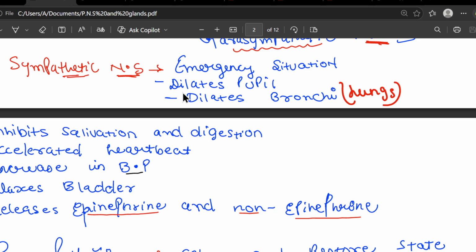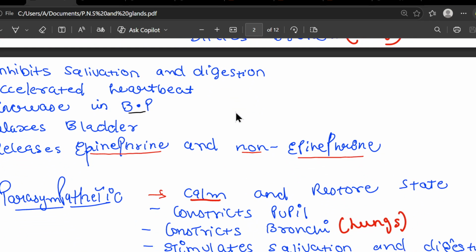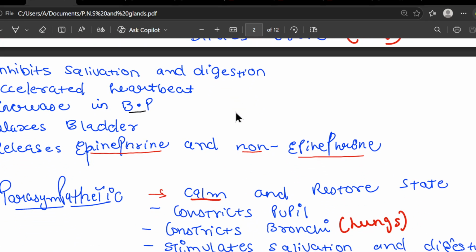So what happens? You're in an emergency situation. Sympathetic nervous system gets activated. Pupils dilate, bronchi dilate. Your salivation stops. Your digestion stops. Accelerated heartbeat. Your heartbeat increases. You have an increase in blood pressure. That is something that you have to remember. Your blood pressure increases, right?